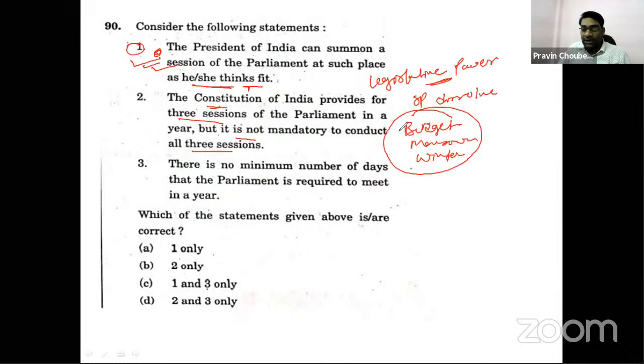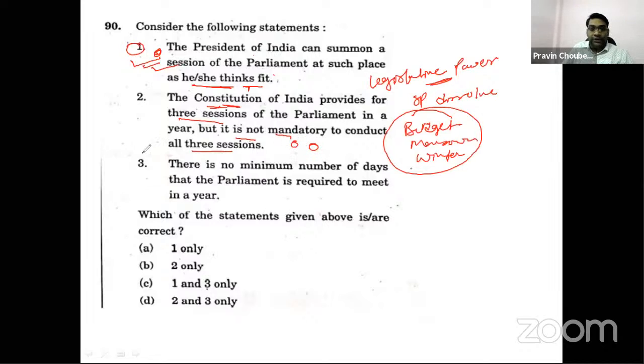Every year in parliament you see 3 sessions, but it is not mentioned in the Constitution. Generally, when we look at the history of the parliament, since it started sessions in 1950, it conducted 3 sessions a year. But it is not mandatory to conduct all 3 sessions. Maybe there will be one or 2 sessions.